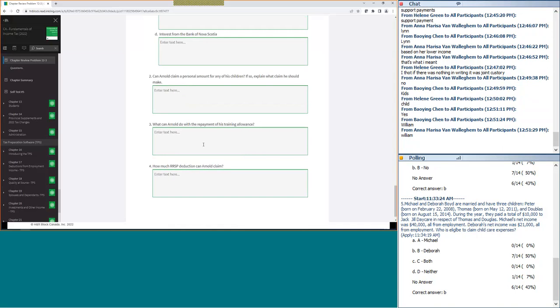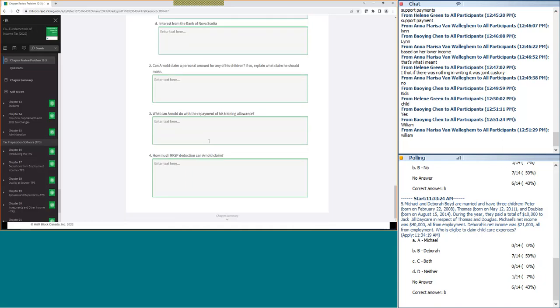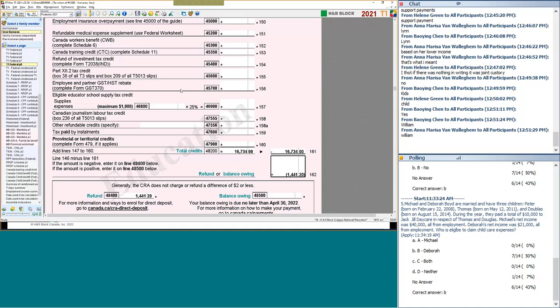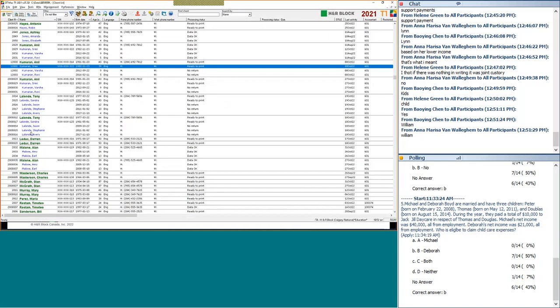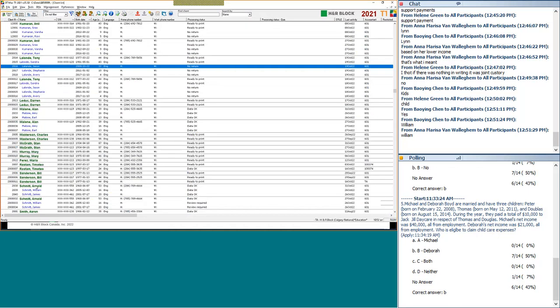What can he do with the repayment of the training allowance? It's a deduction. Put it on the deduction line. In this case, it goes on line 23200. If you weren't sure, that's where it goes. How much RSP deduction can he claim? He has a receipt. He has room. He can claim all of it if he wants to. We need to do a Schedule 7. So very, very quickly, I'm going to show you his. And we're going to go into Arnold Schmidt.